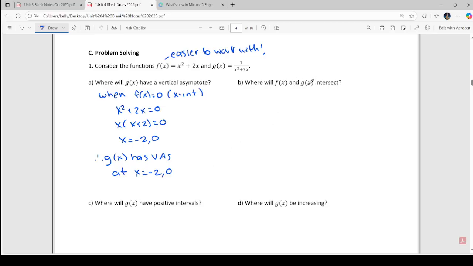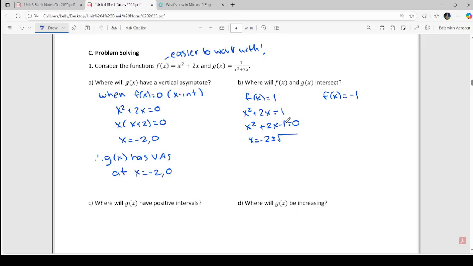f and g intersect when f is 1 or -1, because the reciprocal of 1 and -1 is itself, and that is the only number whose reciprocal is itself. So when does f of x equal 1? When does x squared plus 2x equal 1? To solve this polynomial equation, we will set it equal to 0, and factoring isn't a possibility. Nothing multiplies to -1 and adds to 2. So we will use the quadratic formula.